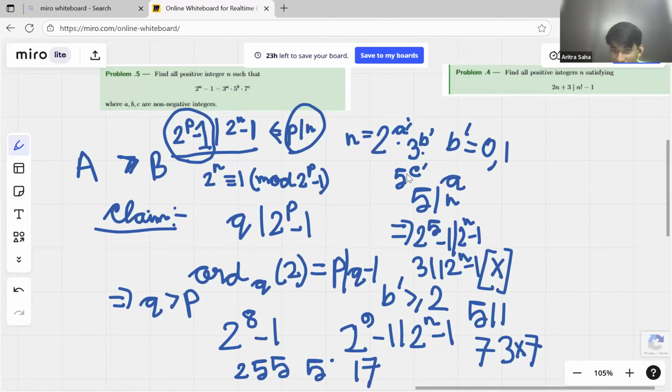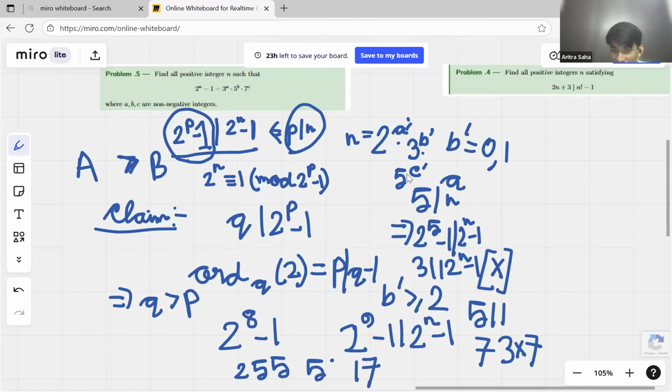You will get the numbers 1, 2, 3, 4, 6, 12. And only 12 doesn't work here. If you check it explicitly, 12 doesn't work. All the other 5 work. So the answer is 1, 2, 3, 4, 6.